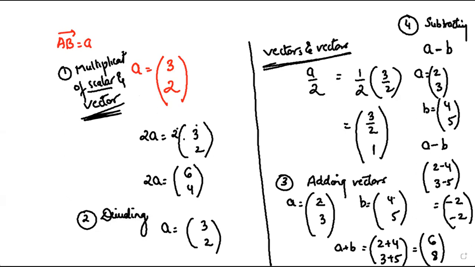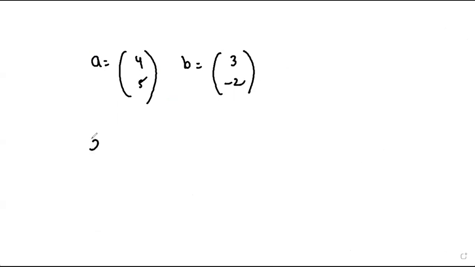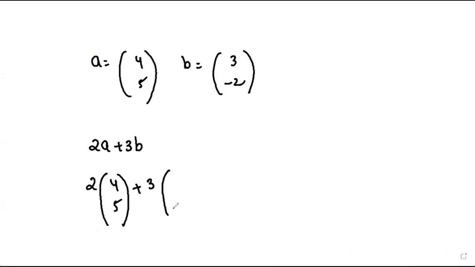So now suppose I'm just deleting it. So now suppose A is given as 4, 5, B is given as 3 minus 2, and you have to calculate 2A plus 3B. So what you have to do is, first in place of A, the best way of solving is always try to go a little bit conventional. Don't try to solve just directly, because it will increase your chance of getting a wrong answer. So 2 in place of A, write 4, 5, and 3 in place of B, write 3 minus 2.